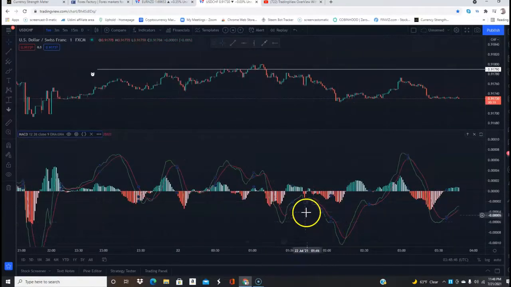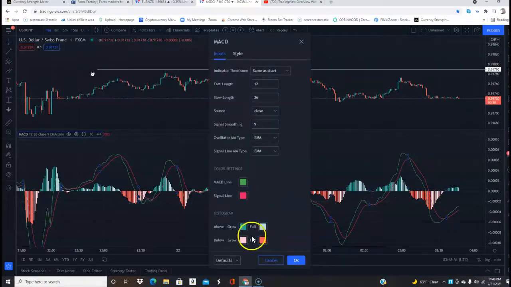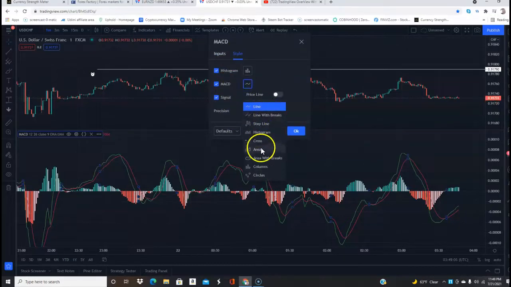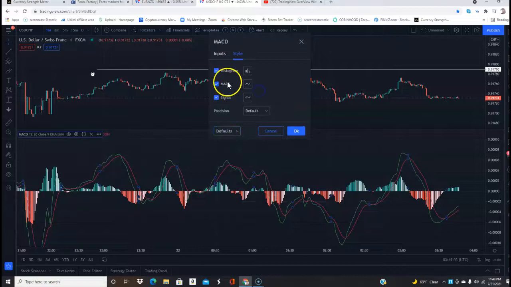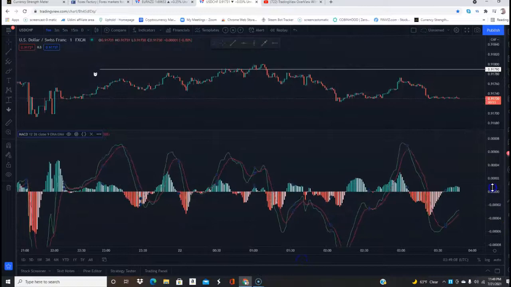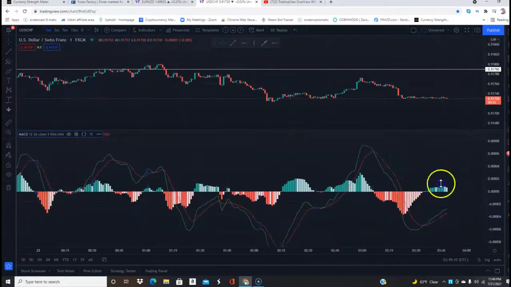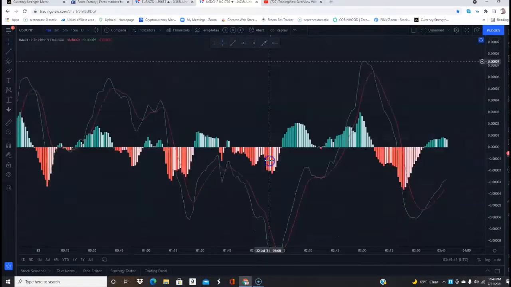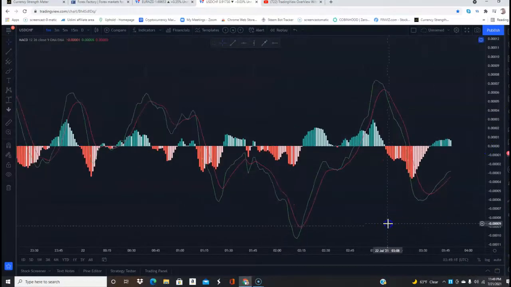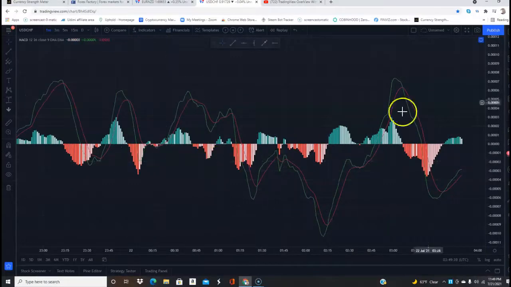Okay, so here we have the MACD line, the green line. Let me make this a little bigger for you guys. If you want to make it bigger, click on style. Let me see this. Okay, it's not going to allow me to make it bigger. Alright, no worries. So here we have it, guys. Here is the MACD line.